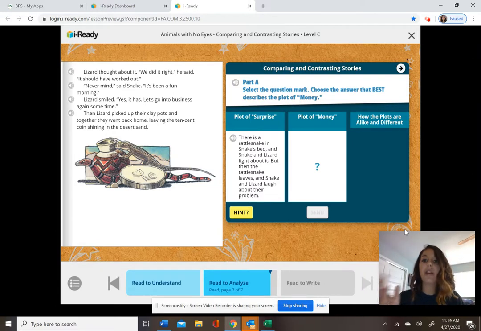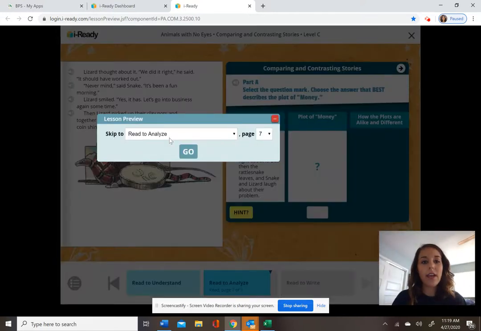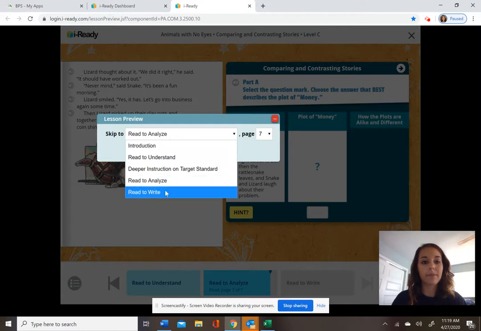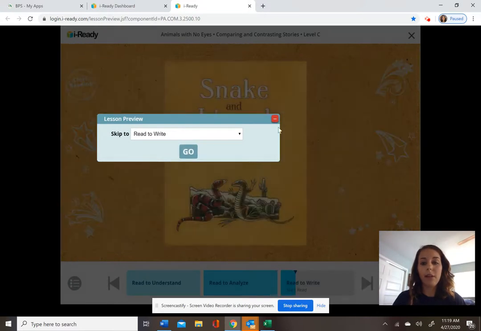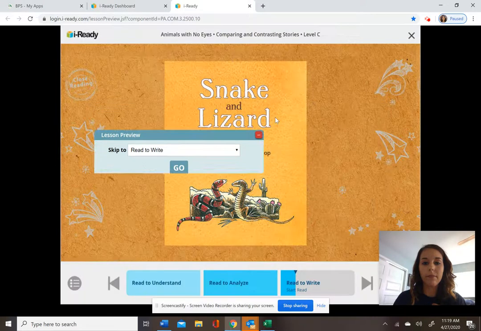You'll have to compare and contrast the plots, which is the events of what happens, to decide what the right answer is. So I believe that is it for the read to analyze section. So now I'm going to take you to the read to write. This is my favorite part. Read to write. So we'll go there and I'm going to help you answer this question with kind of what I'm expecting for it.